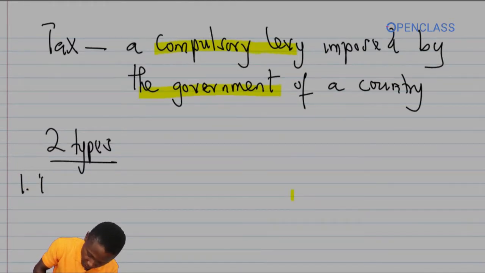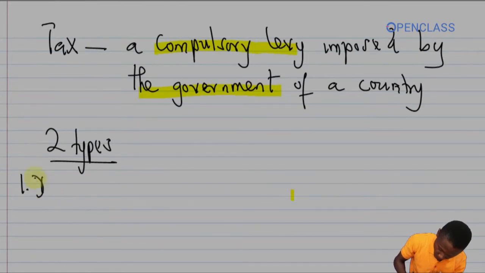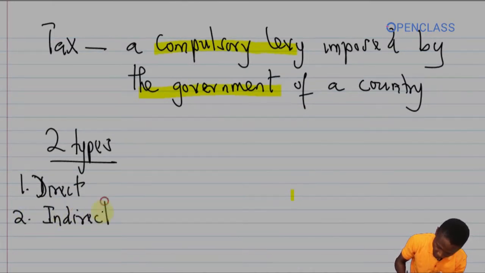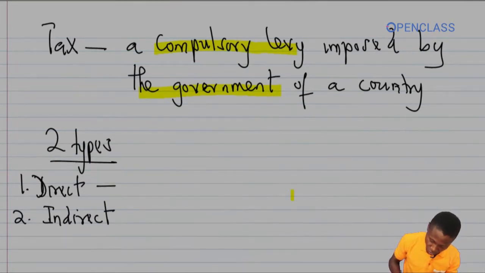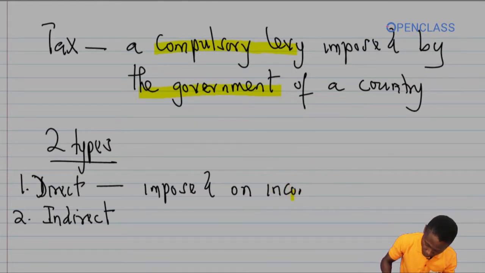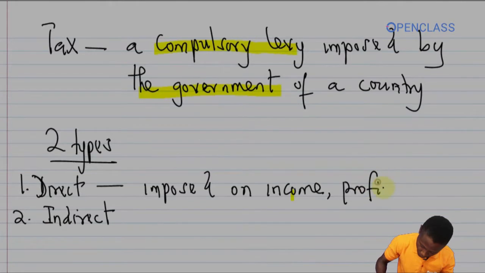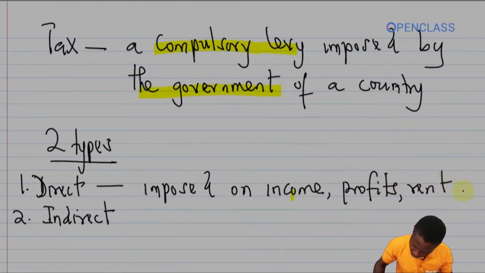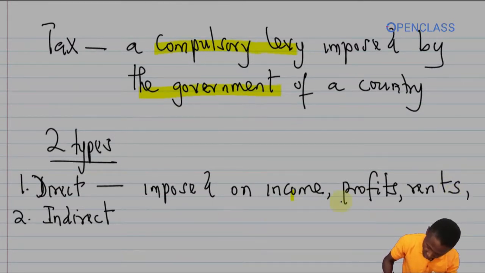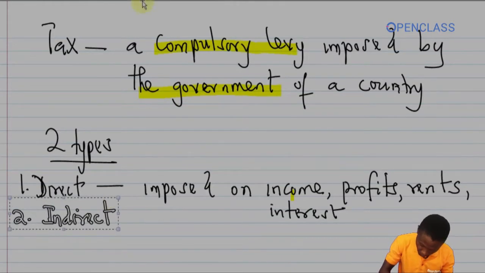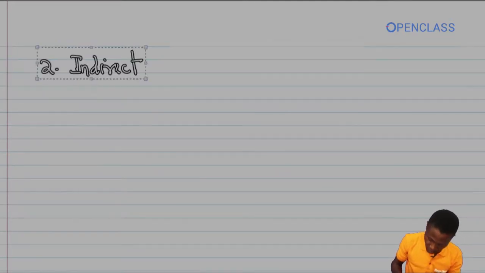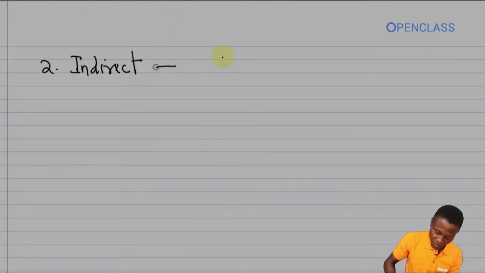The first one is direct. The second one is indirect. For the direct tax, these are imposed on income, profits, rent, interest. Indirect taxes are taxes that are imposed on goods and services.